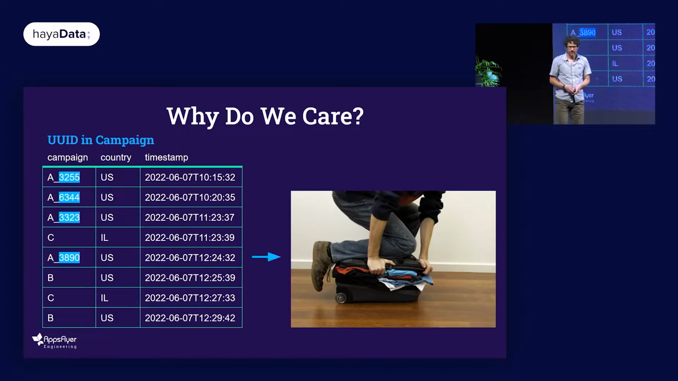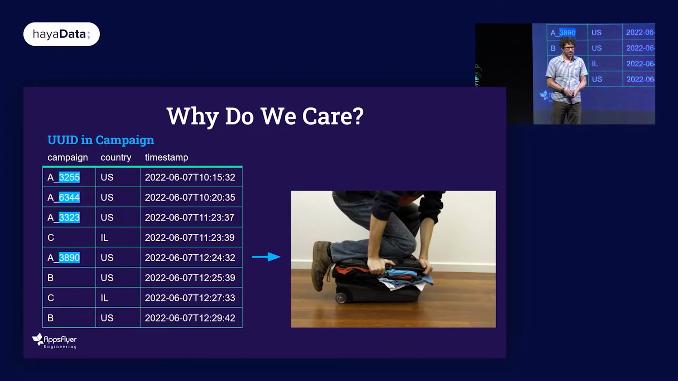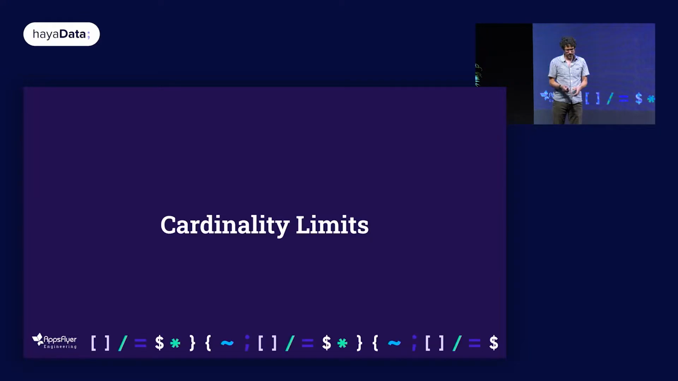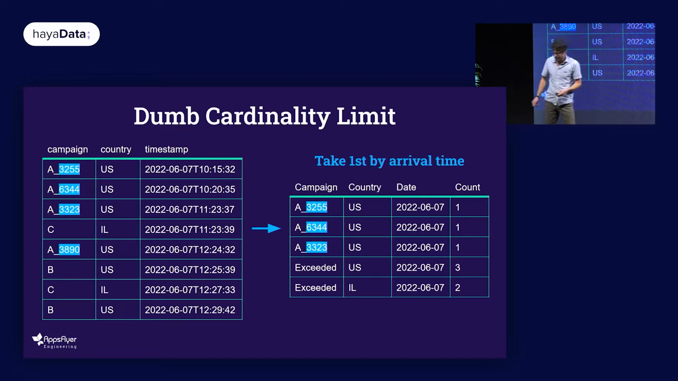And so very early on, we realized we needed to do something about this. So what are we going to do? We're going to take dimensions that are susceptible to this problem, and we're going to limit the number of distinct items that they can have. So how are we going to do that?